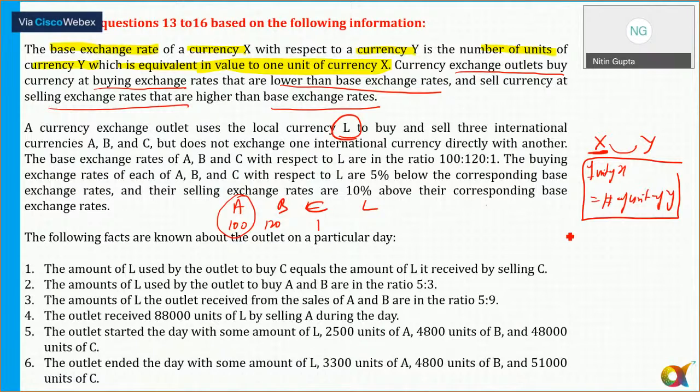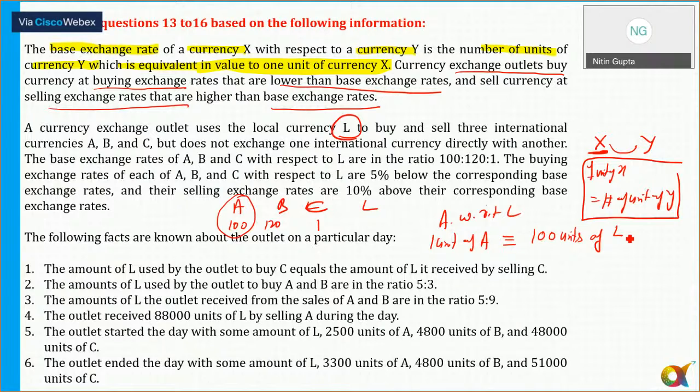So I can say A with respect to L. So A with respect to L means what? The exchange rate is nothing but equal to 100. So it means 1 unit of A is equal to 100 units of L. That is the meaning. 1 unit of A is equal to 100 units of L. That is the base exchange rate. Okay, that is the base exchange rate.